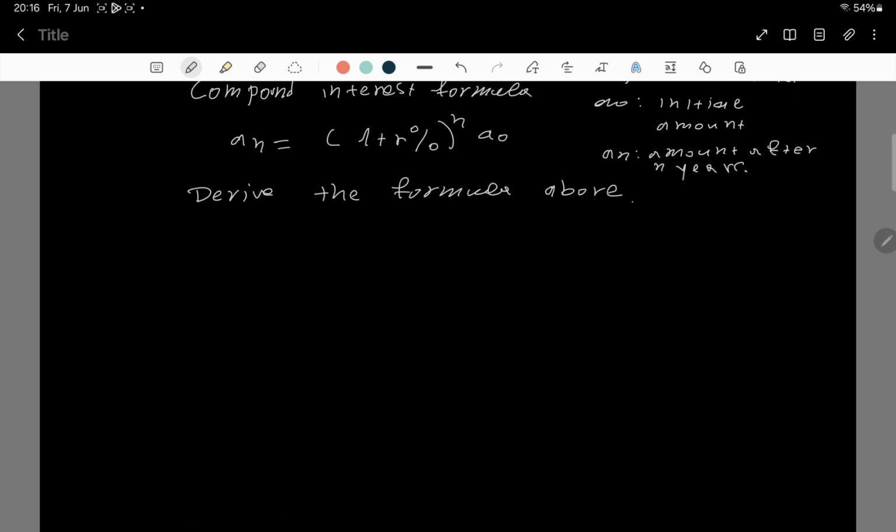We will use proof by induction. So for the first year we have the initial amount plus the interest rate component, so R percent times A0. Well, we can get A0, the initial amount, to be a common factor, so it's 1 plus R percentage times A0.